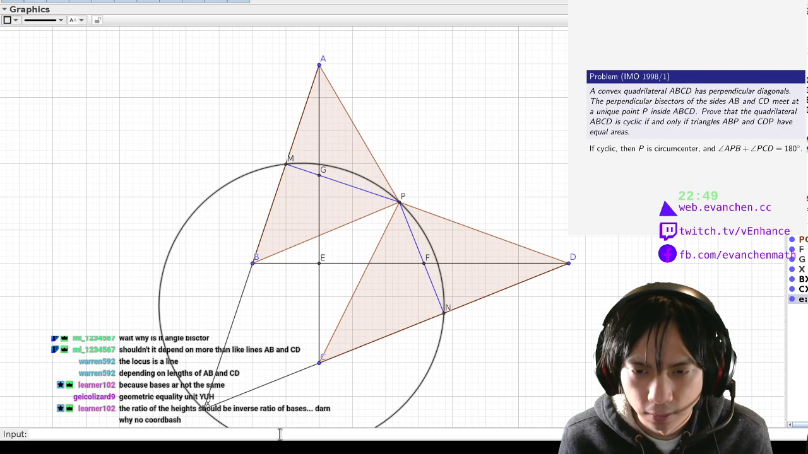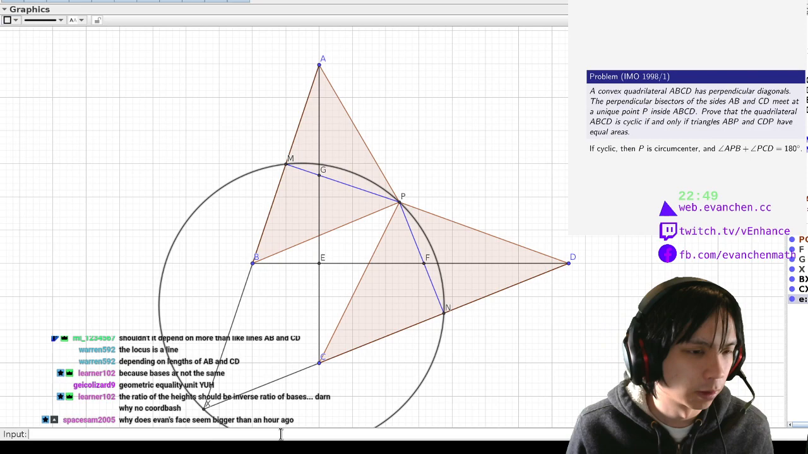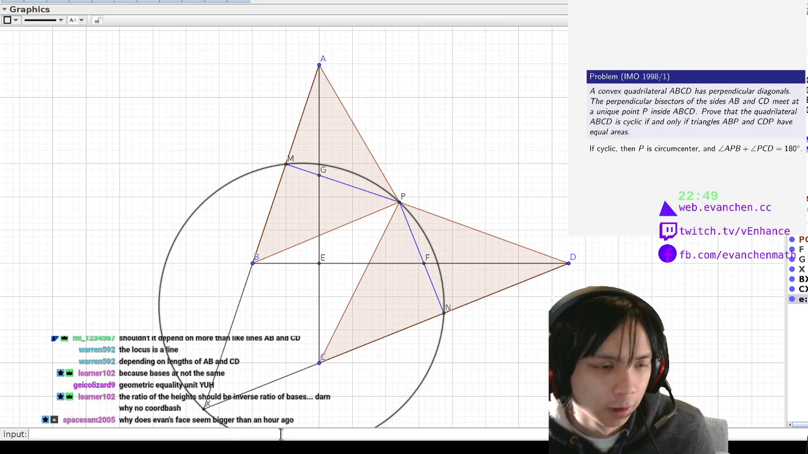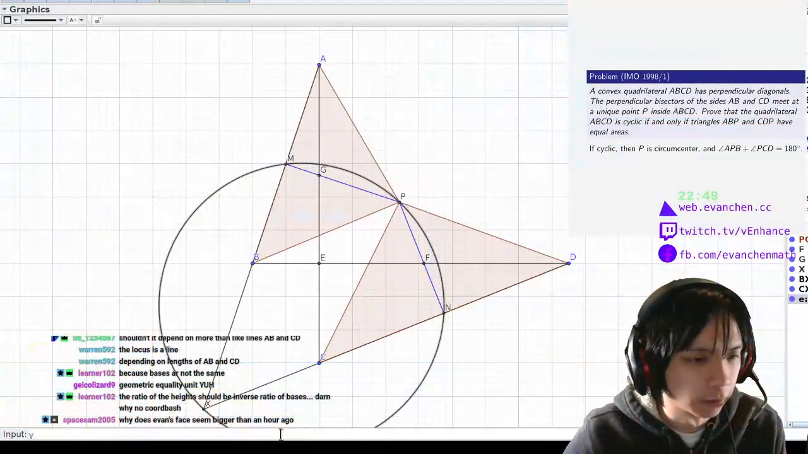Why does Evan's face seem bigger than an hour ago? Probably, I mean it is larger in the GeoGebra view. In the Zathura view, where it's a PDF viewer, I'm compressed here, and here I take up more space.